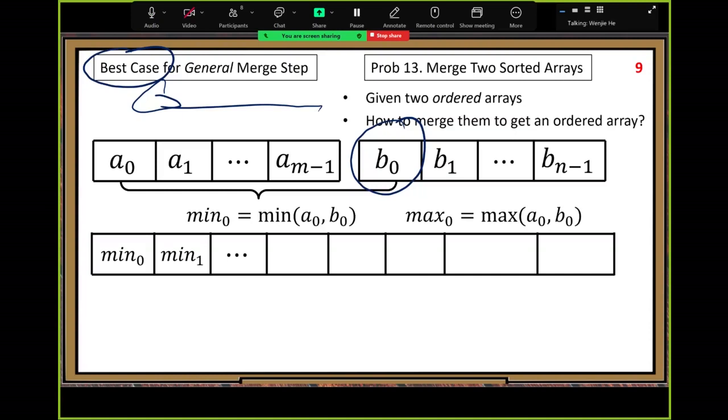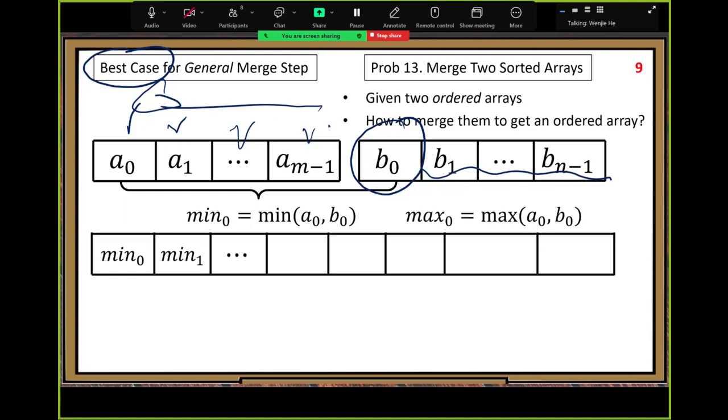So when you use B0, compare with each one in the A array, you put them in place. After that, you don't need to do more comparisons, right? For the remaining B elements, you know they are greater than B0. You don't need to do any comparison, okay? So you put them in place automatically. So that's for the best case, right?